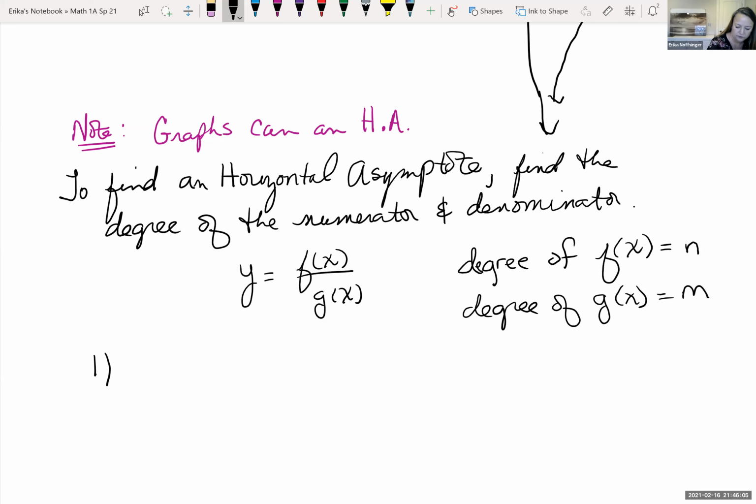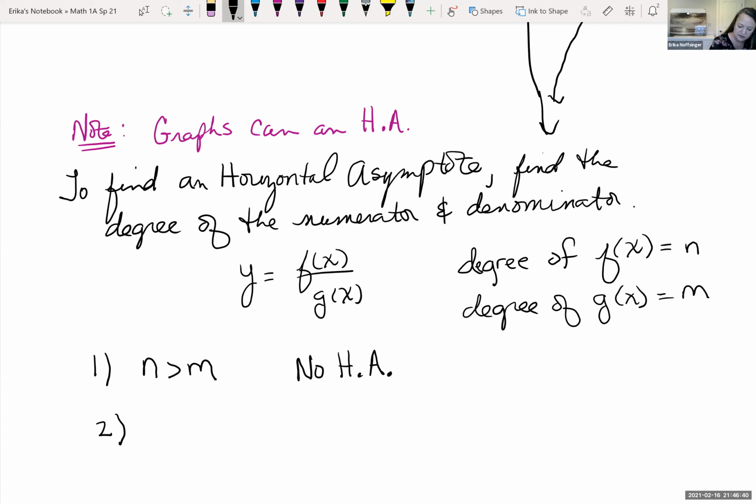The degree of the numerator is bigger than the degree of the denominator. So n is bigger than m. If that's the case, then there's no horizontal asymptote. Your numerator is growing at a faster rate than your denominator, and so it's going to be heading off to positive or negative infinity.